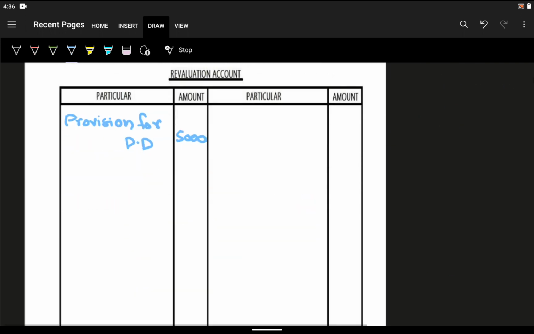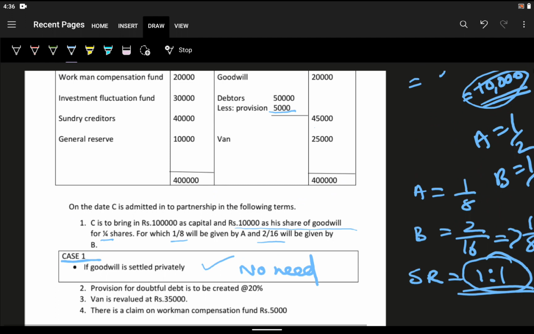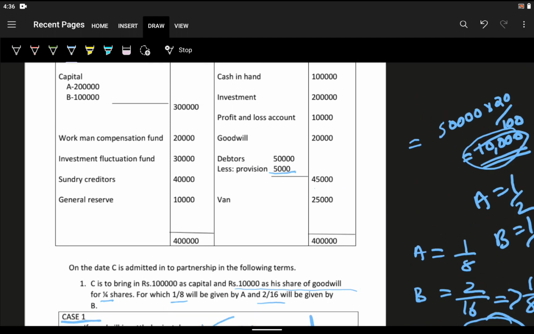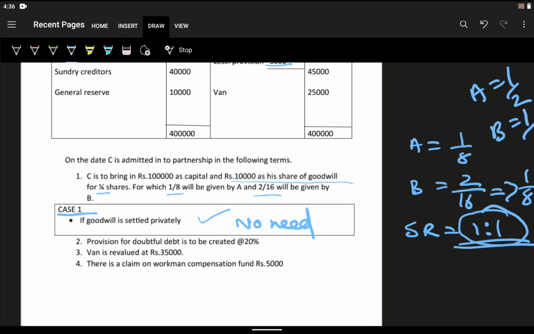We'll write it on the profit side of the revaluation account, that is the credit side of the revaluation account. Why? Because already 5,000 is given and the new provision is 3,000. That means 2,000 is extra. That extra 2,000 we will write on the profit side of the revaluation account. Okay, so these are the possible things in revaluation.